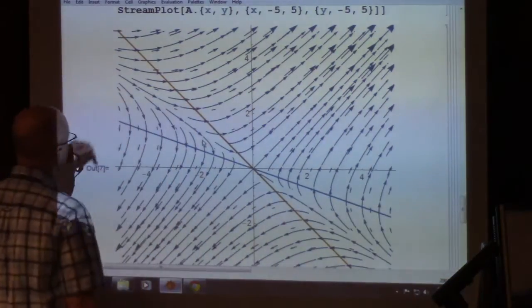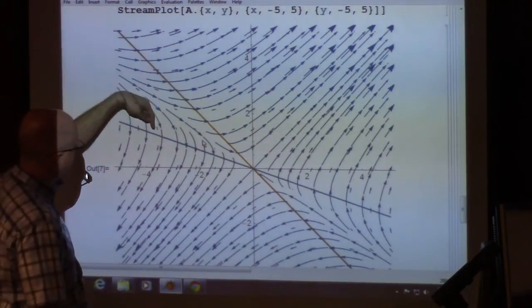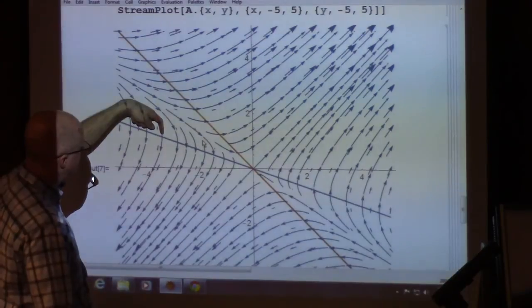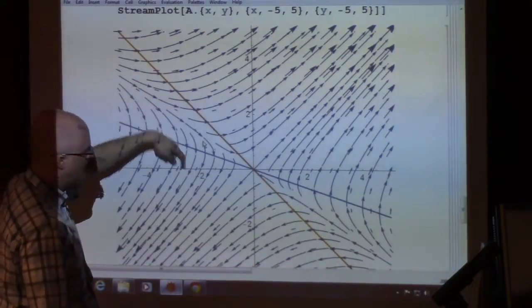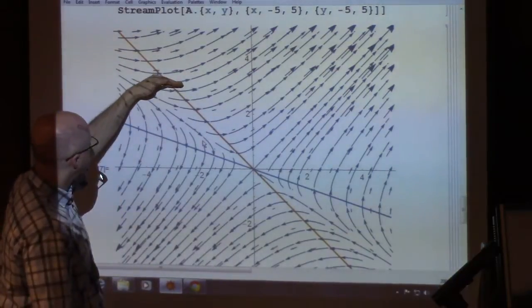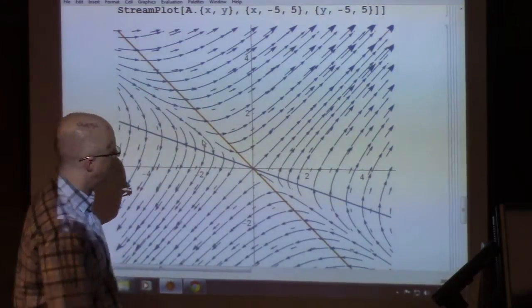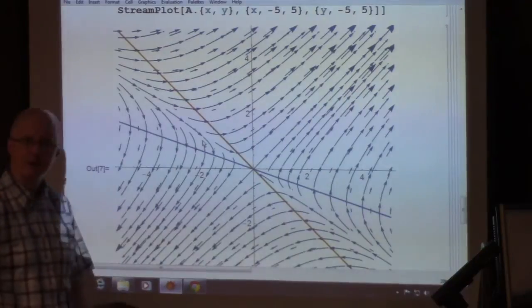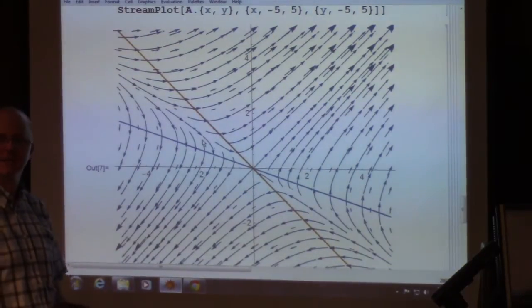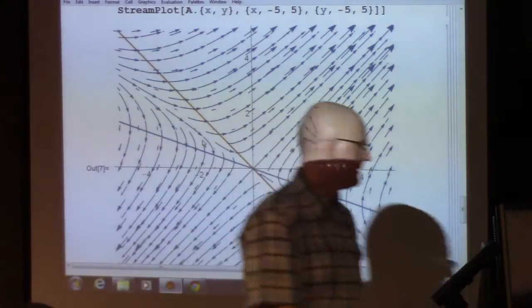Exactly what I said. The vector field's vertical along this one, so your solution curves cross with a vertical tangent, and they are going down. Here they're going up. Here they cross with a horizontal tangent, going to the right here and to the left here. So with enough practice and working with nullclines especially, you can predict what the solution curves are going to look like.